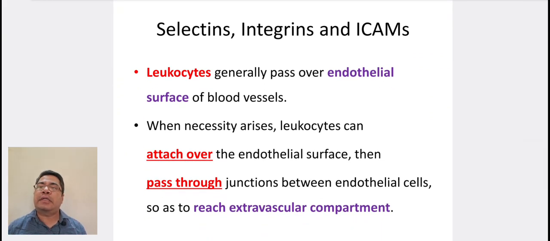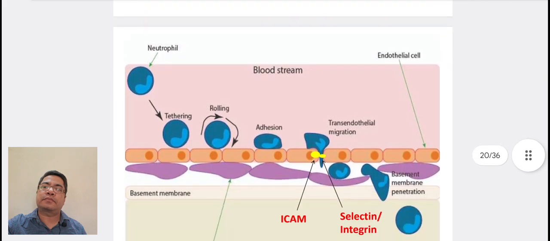Coming to the selectins, integrins, and intracellular adhesion molecules. Leukocytes generally pass over the endothelial surface of blood vessels. When necessity arises, leukocytes can attach over the endothelial surface and then pass through junctions between endothelial cells so as to reach the extravascular compartment.